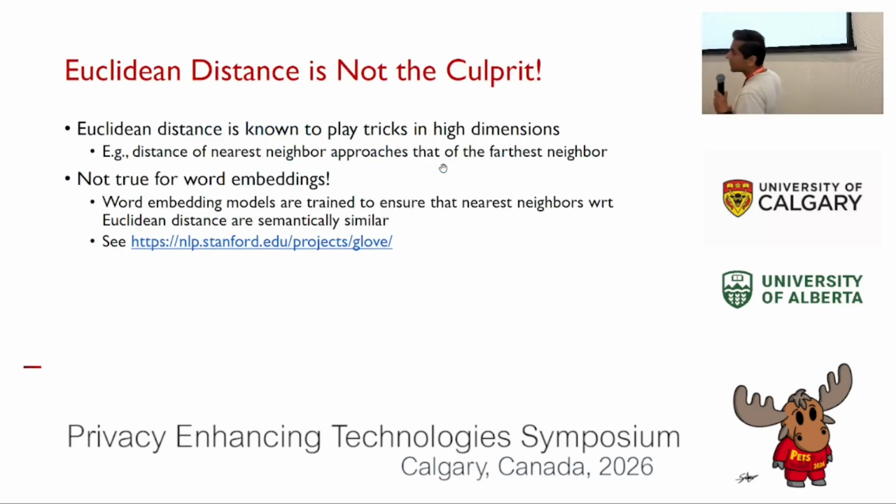So you might think this is because of Euclidean distance, because it is known to cause some issues in high dimensions, but in this case, this is not straightforward because text embeddings are trained to make sure that nearby vectors in high dimensions are semantically similar. You can check this link for some details as well.